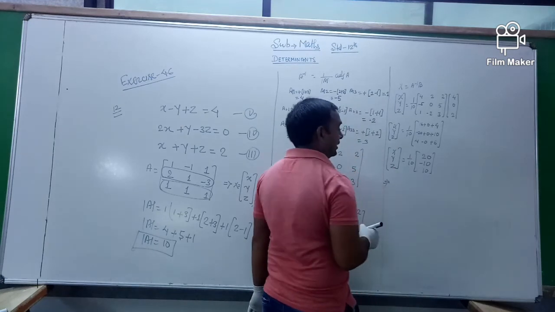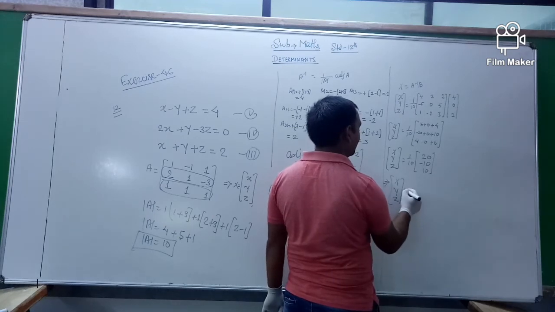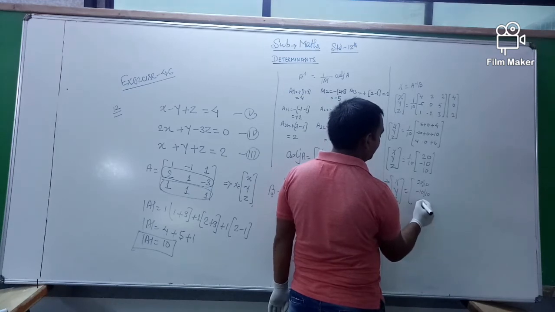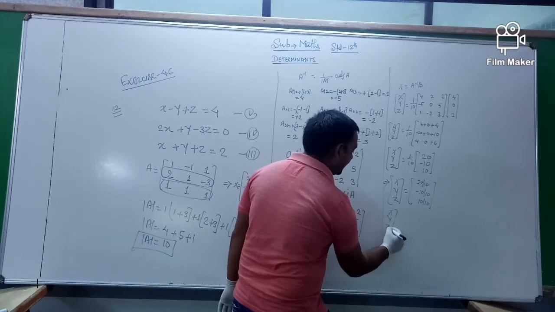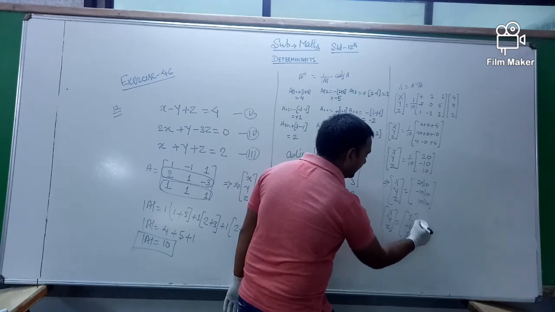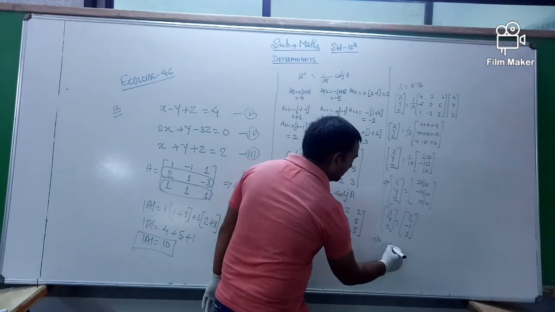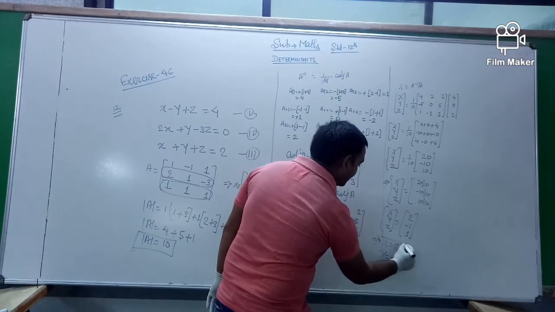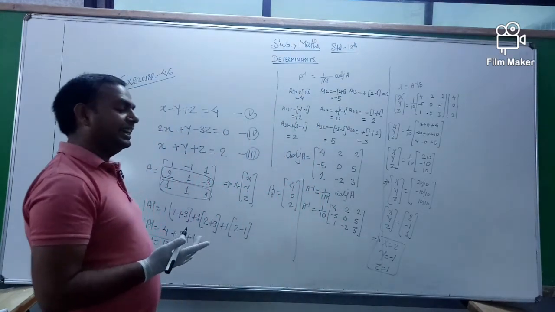Then you multiply with 1 by 10, so x, y, z is equal to 20 by 10, then minus 10 by 10, then 10 by 10. So that is equal to x, y, z, and this is equal to 10 2s are 20, minus 1 and 1. After that, comparing both sides of the matrix, x is equal to 2, y is equal to minus 1, and z is equal to 1. This is the solution of the equation, that the value x is equal to 2, y is equal to minus 1, and z is equal to 1.